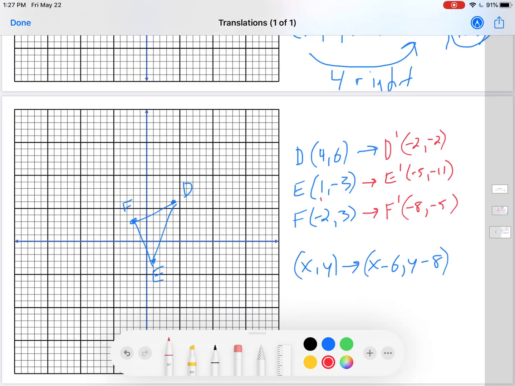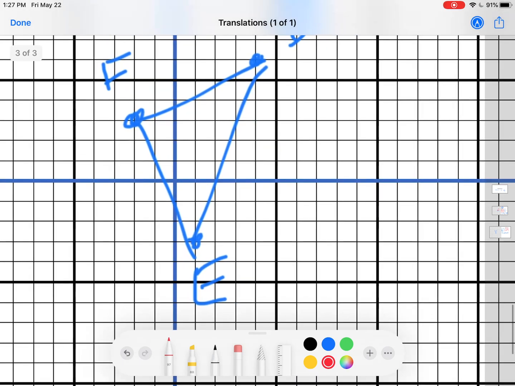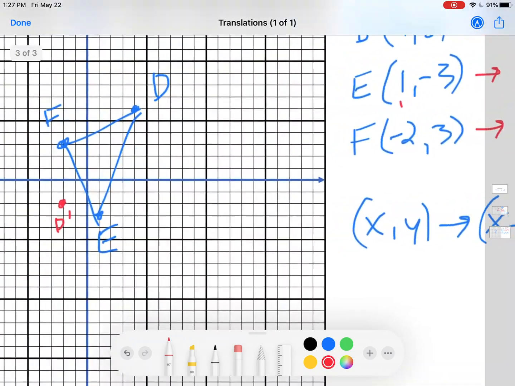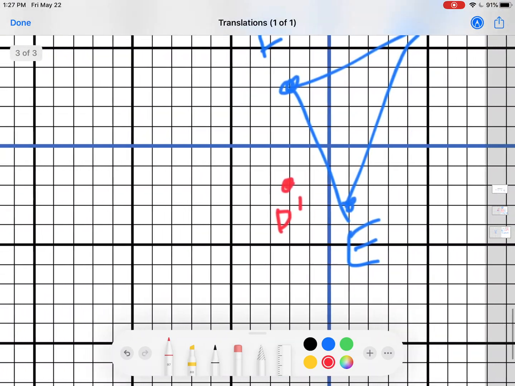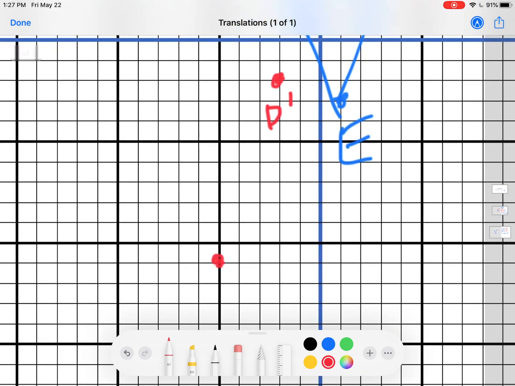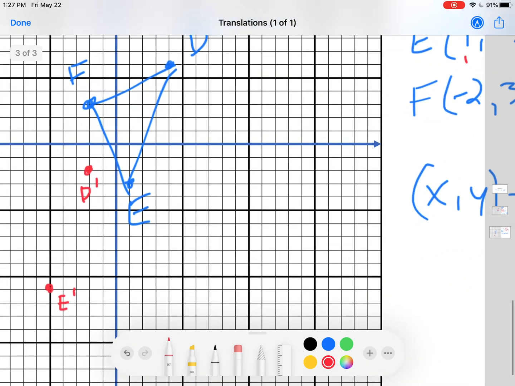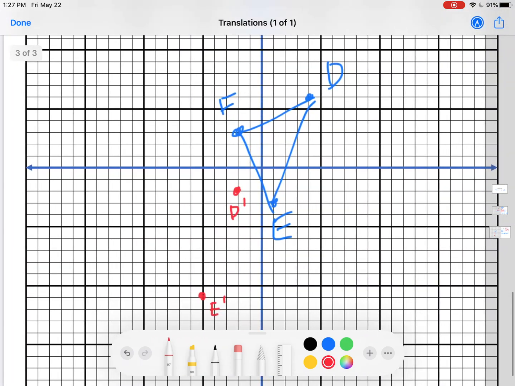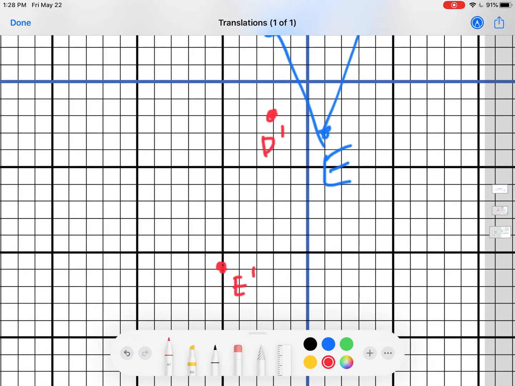Let's put those points over here on the coordinate plane and see if it worked out. -2, -2 is D prime. Okay? Let's see, -5, -11 should be E prime. Okay, so far. -8, -5 should be F prime. Connect the dots.